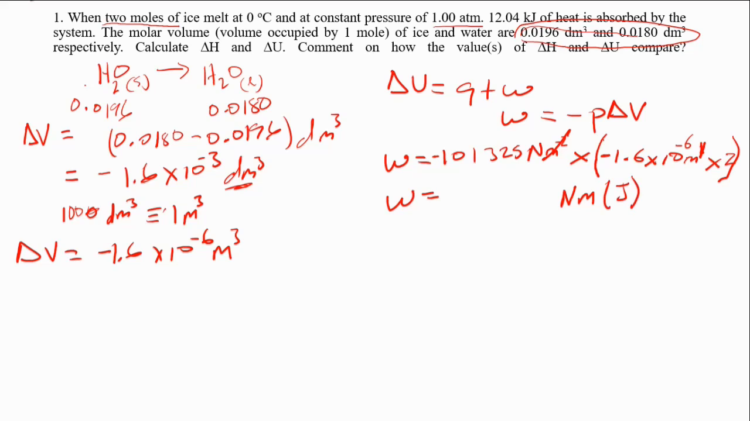Now let's work out the number. Let's calculate this number. The first thing I do is to multiply the minus 1.6 by 2 before I forget. Then multiply the result by minus 101,325. And this is what I have, 101,325.